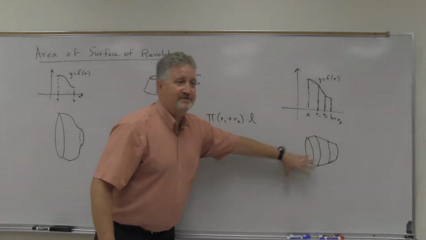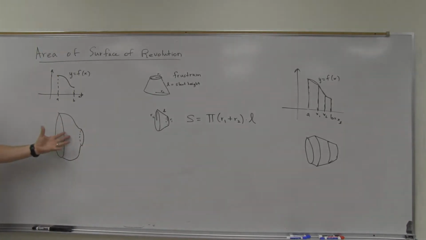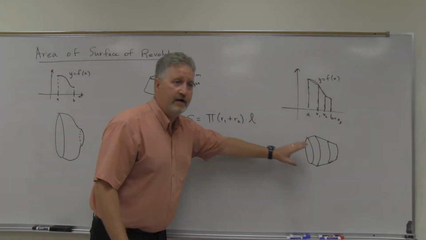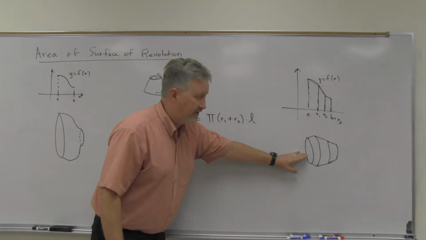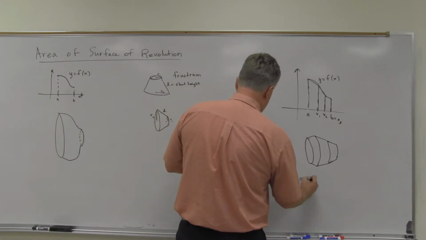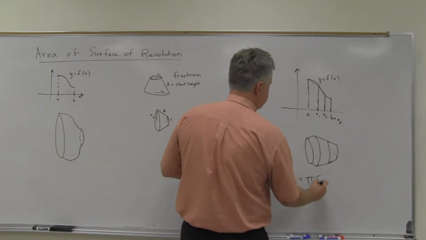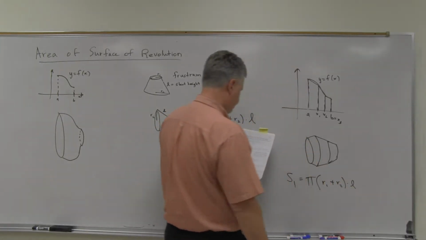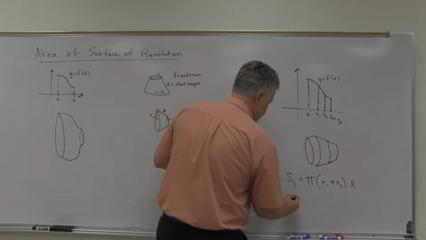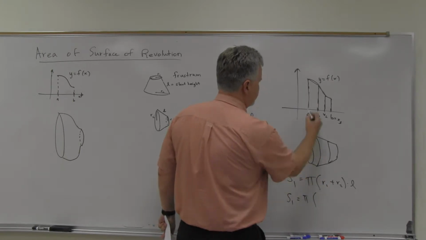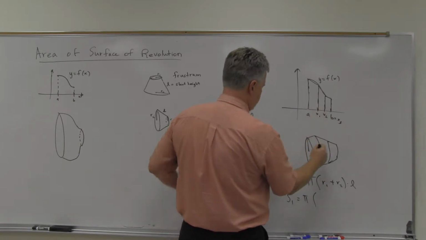These 3 frustums approximate the area of this shape here, but they're frustums, and so I've got this formula I can apply and come up with the surface area of each one of those. So the surface area of each one, like S1 here, would be pi times radius 1 plus radius 2 times the slant height. So S1 is pi. All right, what is radius 1?